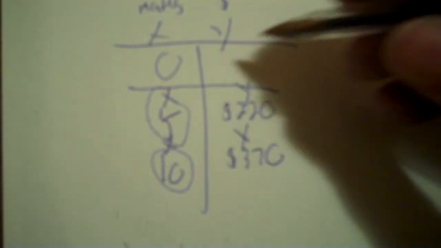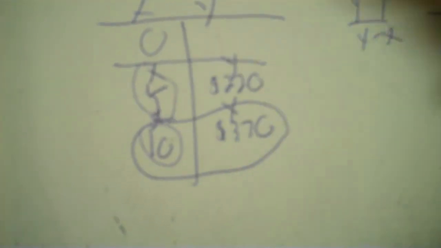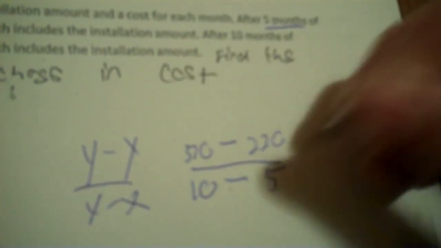Okay, I'm comparing my x's 5 and 10, okay? 10's higher, okay? So this is my starting point. So 370 goes over 10, y over x. And then 220 goes over 5. So it's 150 over 5.